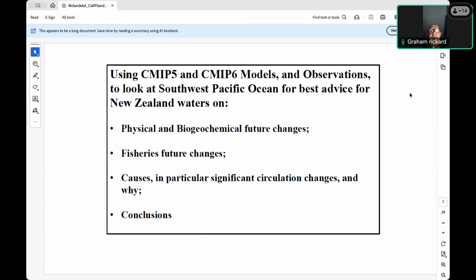So basically, we've been using the models and observations to look at the Southwest Pacific Ocean for the best advice on New Zealand waters. We've been looking at the whole range of what's possible: physical, biogeochemical changes, fisheries changes, what causes, especially as I'll show you, significant circulation changes and why, and then some conclusions.